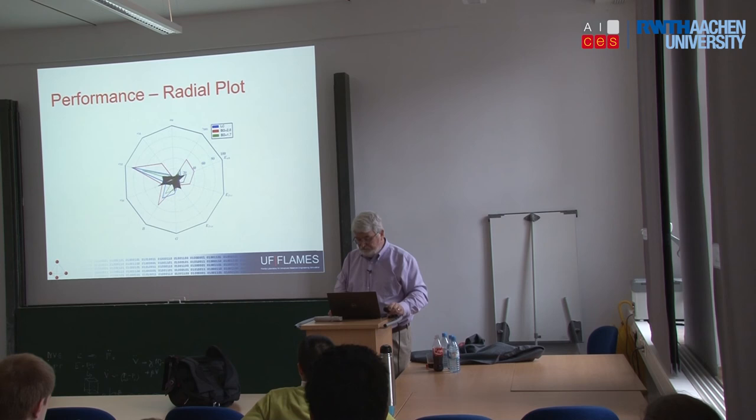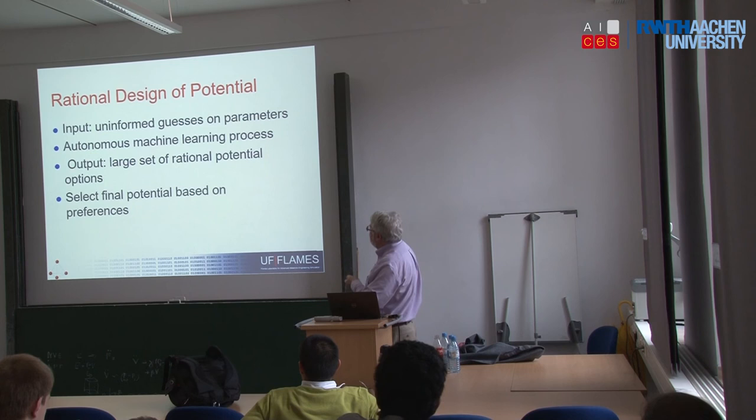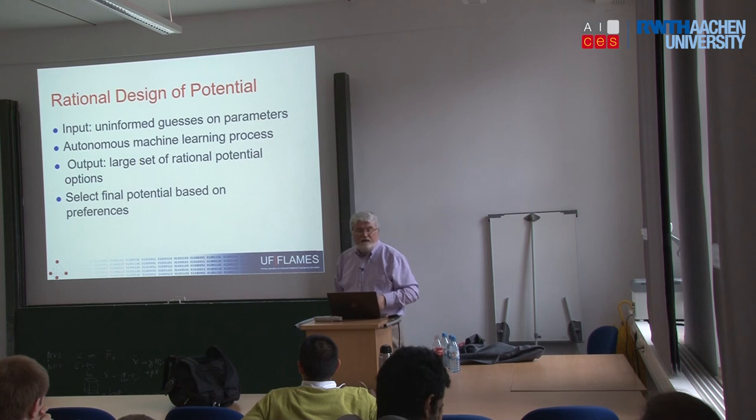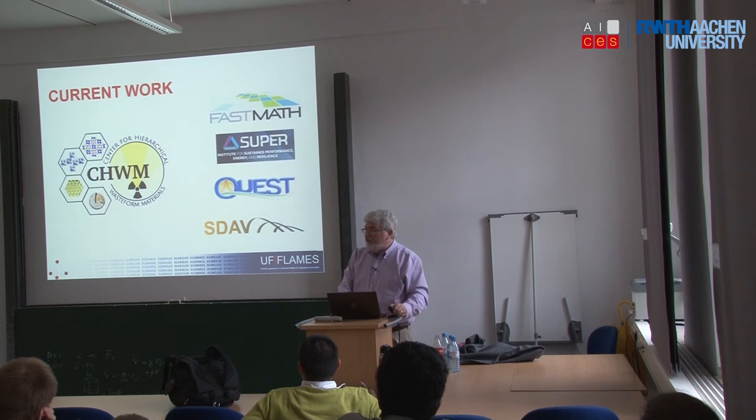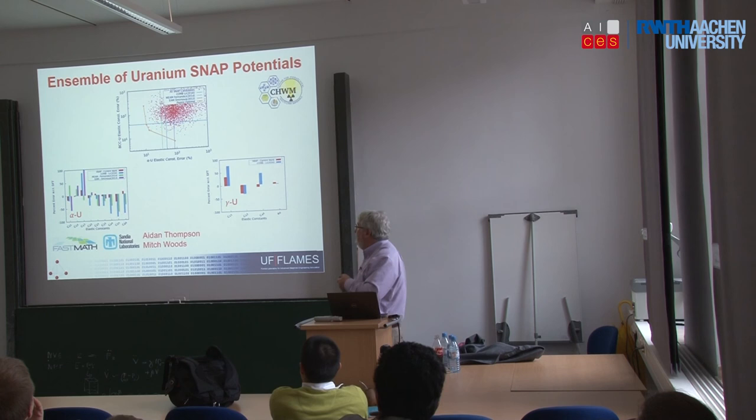So that's rational design, where we input uninformed guesses on parameters. We have an autonomous machine learning process, and the output is a large set of rational potential options, and then we can select a final potential based on our preferences. That's the process of rational design. That's not the only thing it can do. We've got some projects going with some computer science centers in the US related to this. One is to use this process for developing a new potential for uranium, called a SNAP potential.